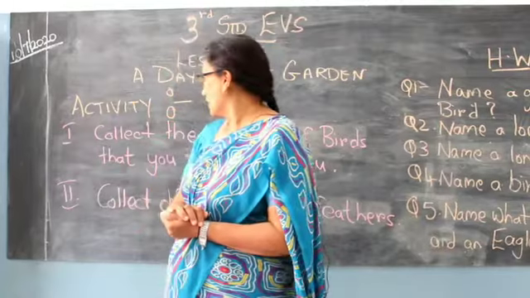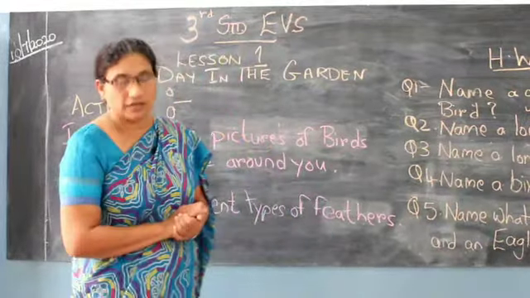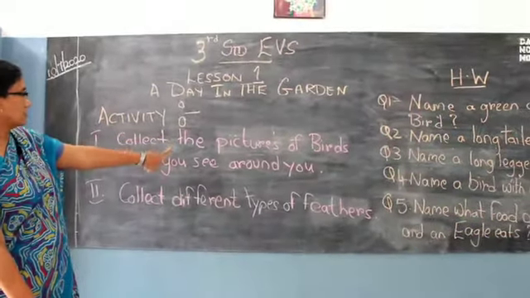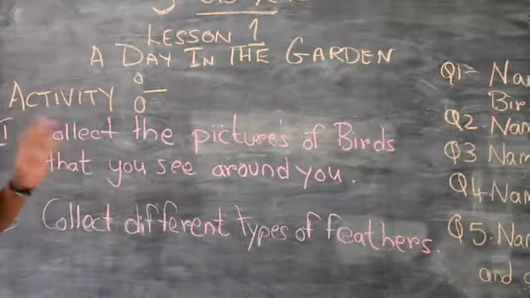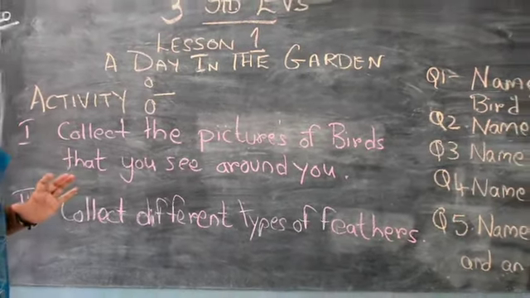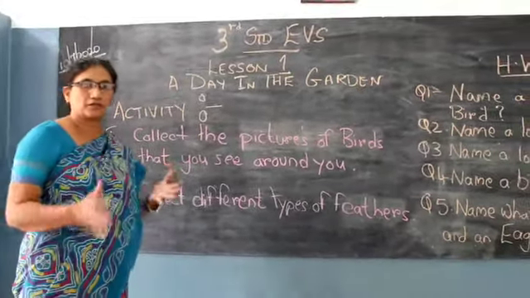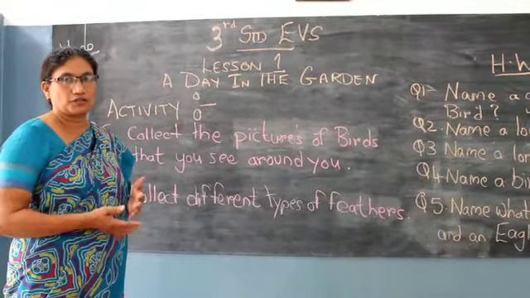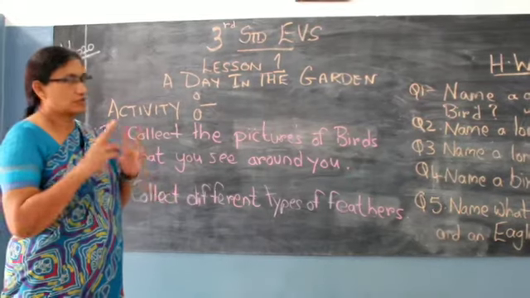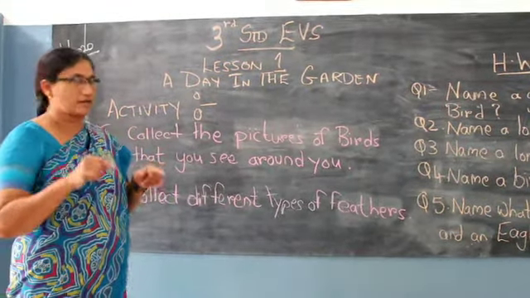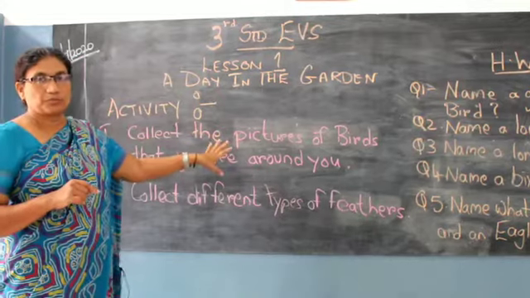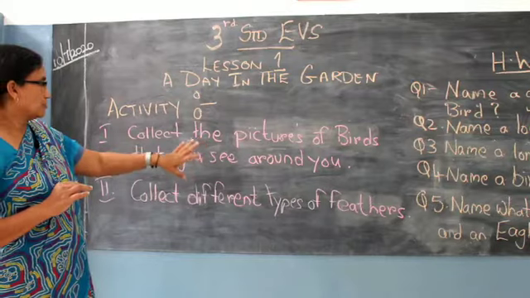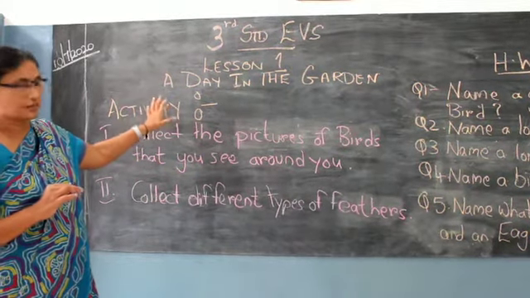As an activity, you can collect pictures of different birds that you see around you and stick them in a rough note. You don't have to take a new note. You can take an old note which you have already used and don't want to use again. Make a scrapbook. Collect pictures of different types of birds. The more colorful, the more points you get. That is the first activity of this lesson.